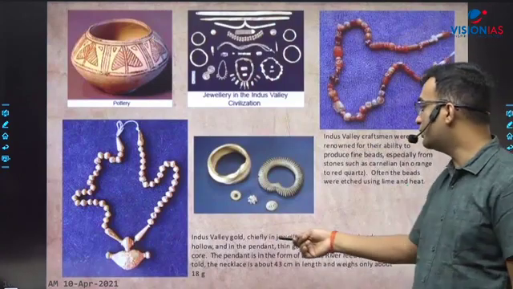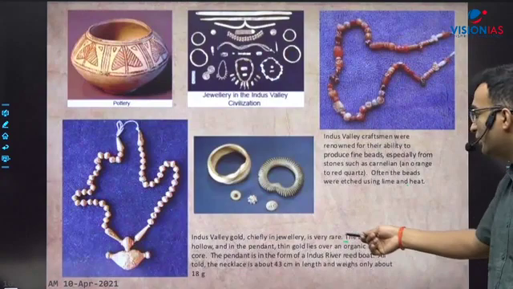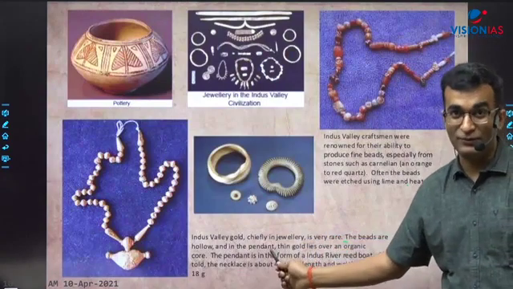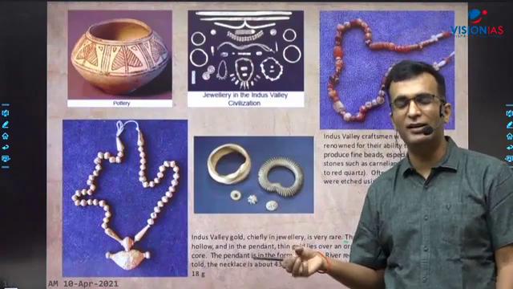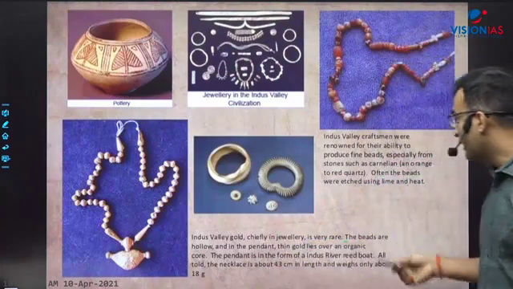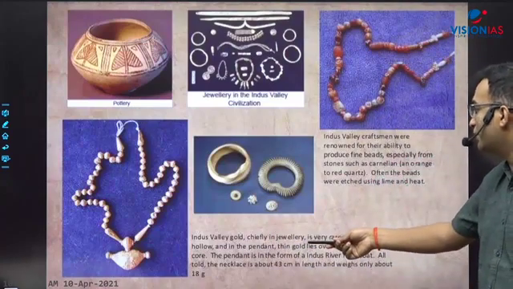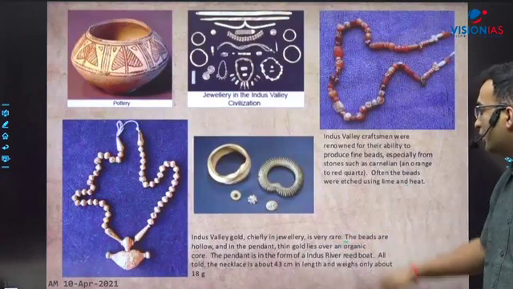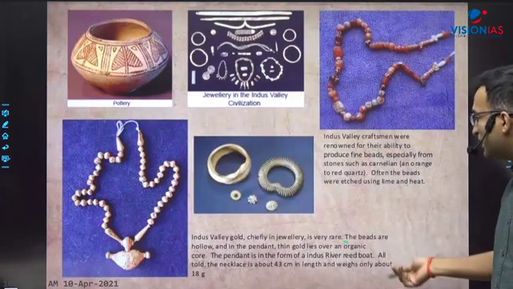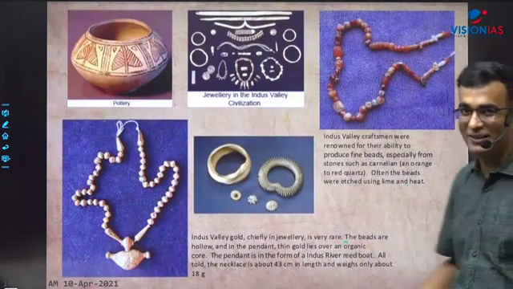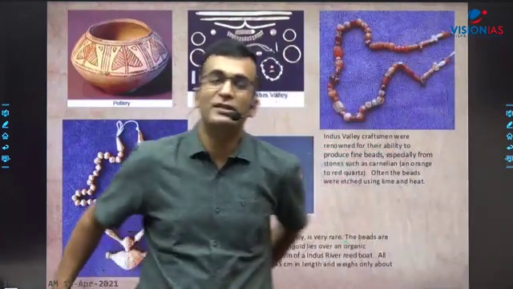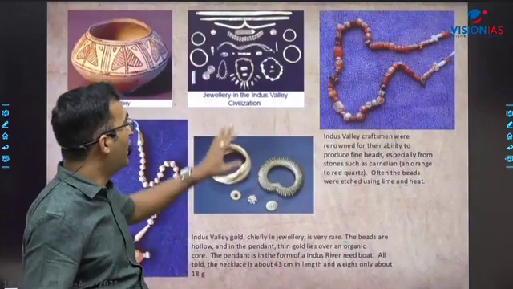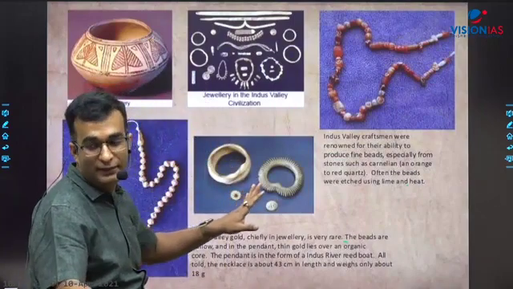Then gold in Indus Valley jewelry is very rare, but it means that there was some. Some places you will find a little bit of gold, but bahut rare tha, kisi ke paas tha. Then the beads were hollow, and in the pendant the gold lies over an organic core. So you can read it over here. I don't need to read this thing. It will be available to you. So this is what the jewelry of the Indus Valley civilization looked like.